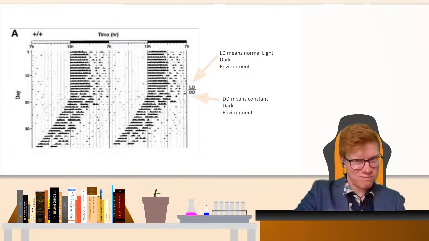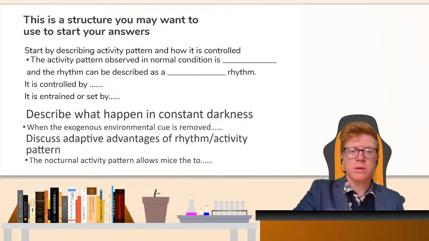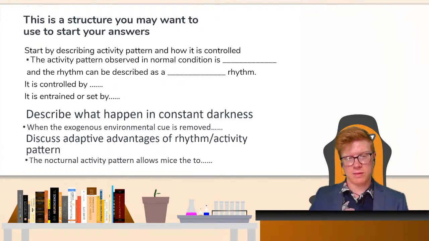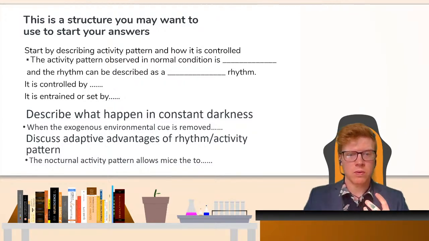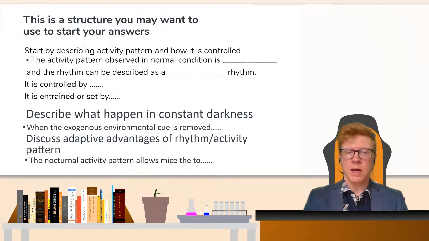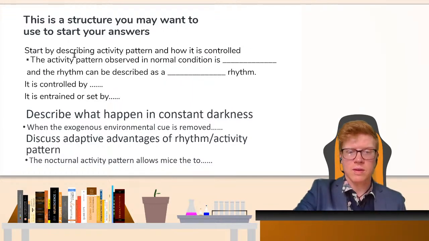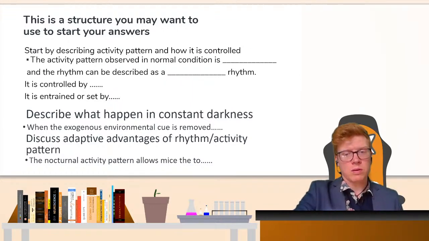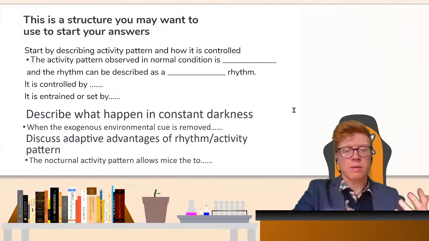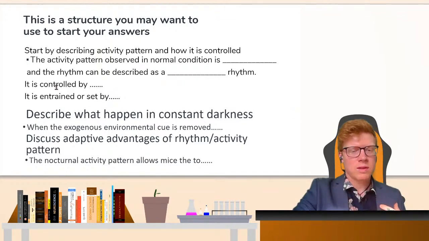So the suggestion is to start by describing the activity pattern and how it's controlled. So the activity pattern considered in the normal condition is blank, and the rhythm can be described as a particular type of rhythm. If you're using the terminology, that's fantastic. You want to say it is controlled by, constrained or set by, so we're talking about our receptors there, and our exogenous environmental cues, our Zeitgeber specifically. You want to talk about what's happening in constant darkness, in that DD condition where your cue is removed. Then you want to discuss those adaptive advantages.